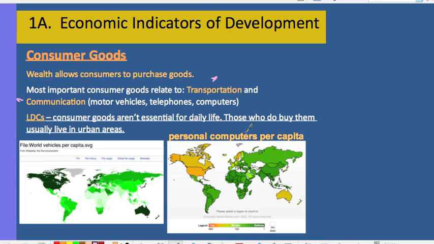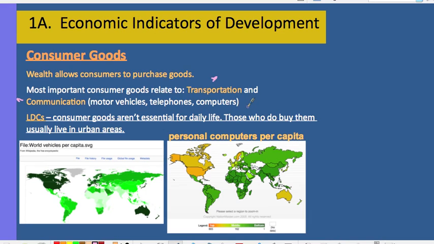So this is 865, with Sweden having the most personal computers per person. And then you can see, down here, the green, or no data with the white, you see people that don't have a lot of computers. So in LDCs, consumer goods aren't essential for daily life. People are more just surviving, living on $1 or $2 a day.